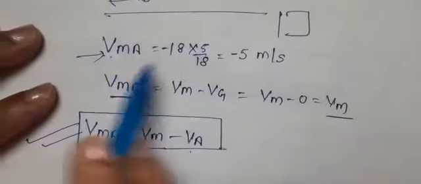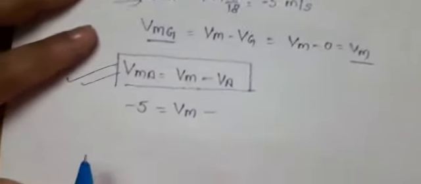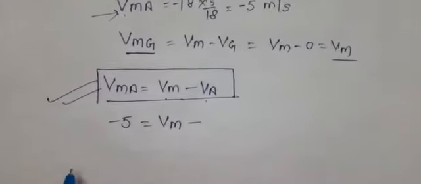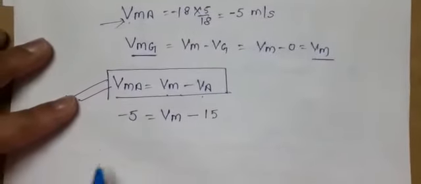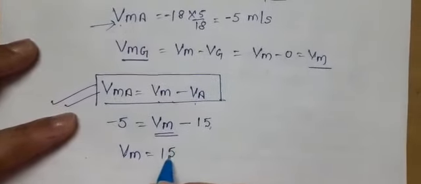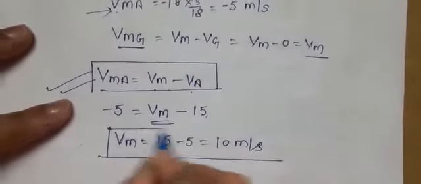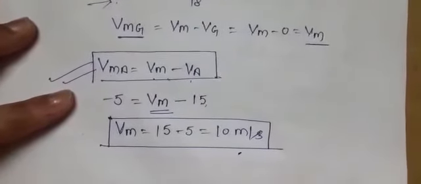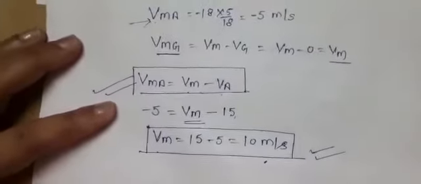Now VMA is given to be minus 5. Vm you have to calculate. And what is the velocity of A? Va is 15 meter per second. Now you have to calculate Vm. So rearranging, Va will come on the right side with a positive sign: 15 minus 5. This is 10 meter per second. It means for an observer on the ground, that means a person standing on a platform, the velocity of the monkey is 10 meter per second.